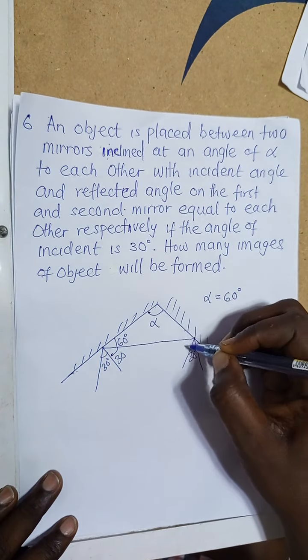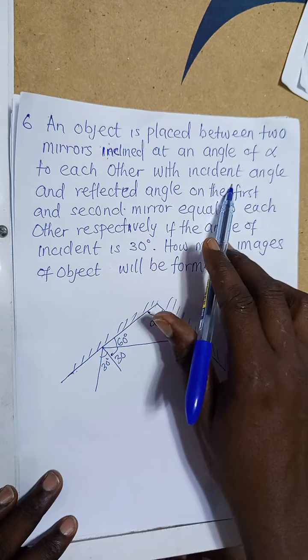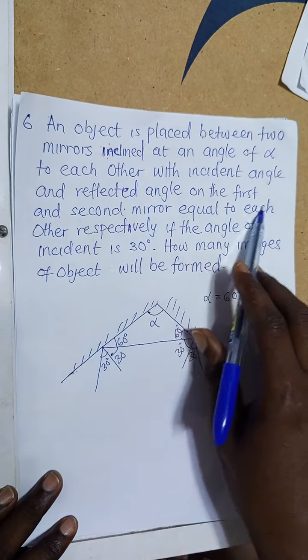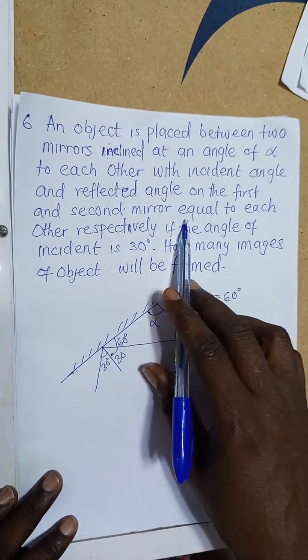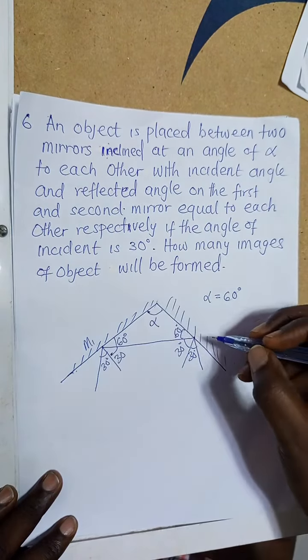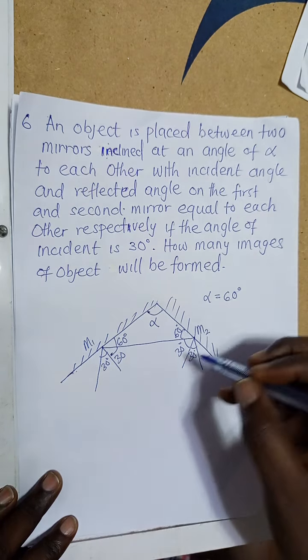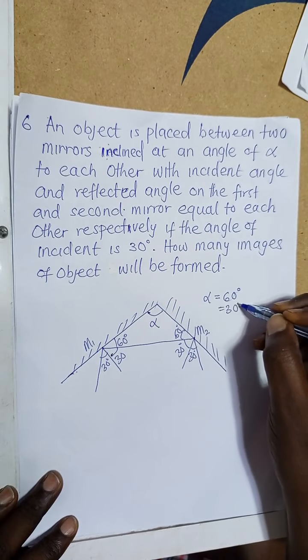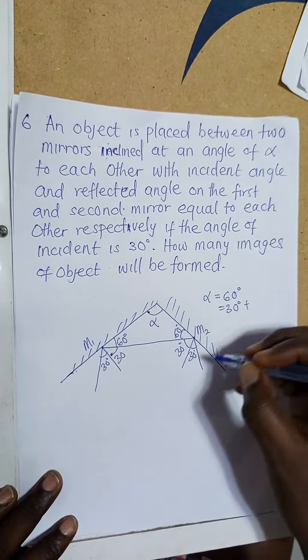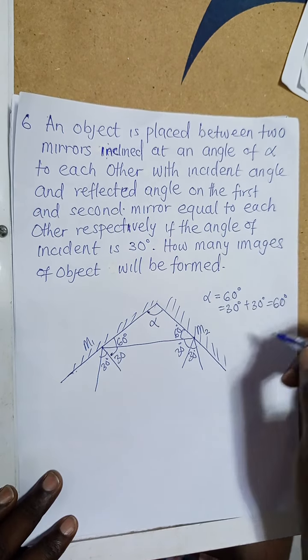60, here will also be what? 30, here will be 60. Listen to the question. They say if the incident and the reflected angle on the first and second mirror are equal to each other respectively. That means first mirror M1 and the reflected angle on second mirror are equal. So you just use what? 30 on the first one plus the reflected angle on the second mirror. And then together you have 60 degrees.